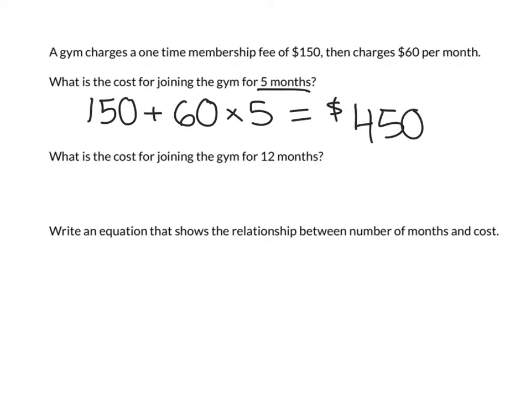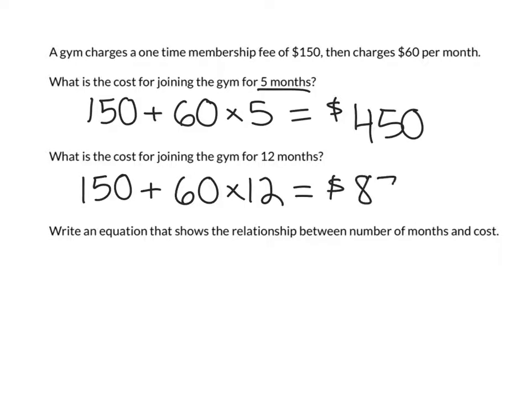Now, if the cost is for joining the gym for 12 months, well, I still have to pay the membership fee, and it's still $60 per month, but I have to do that 12 times, so it'd be 60 times 12. And 60 times 12 is 720, plus the 150, so 720 plus 150 is 870.